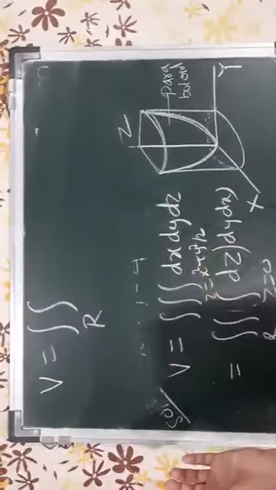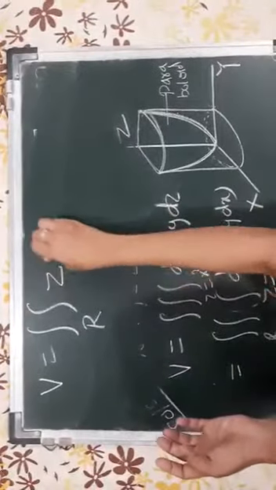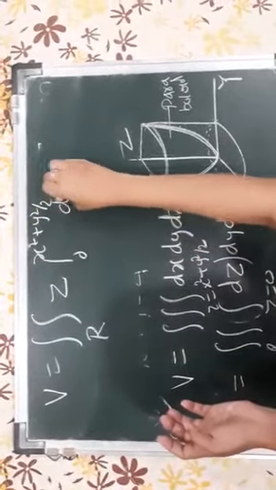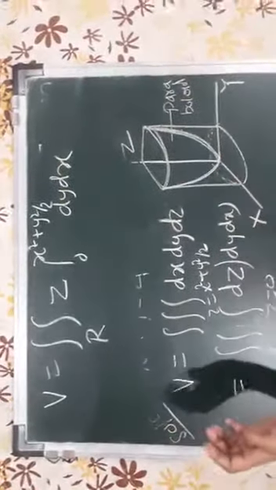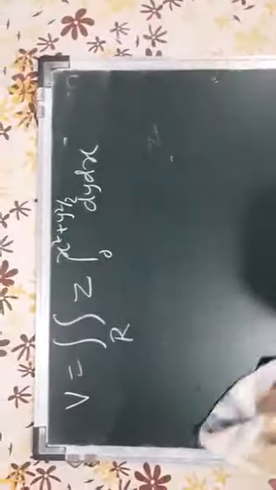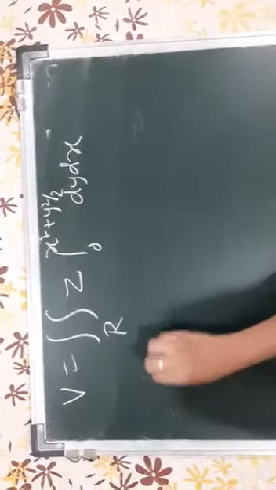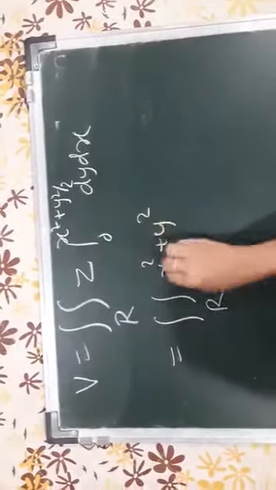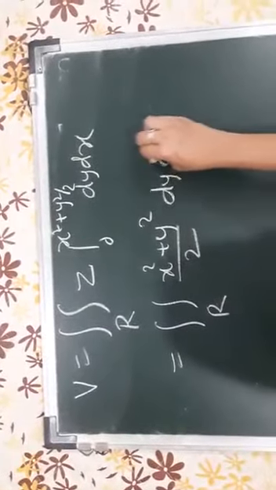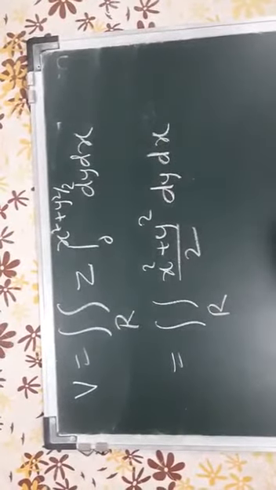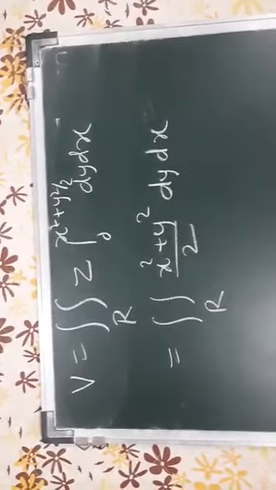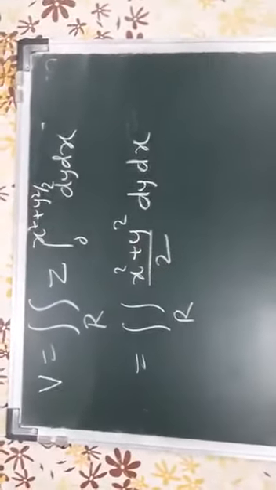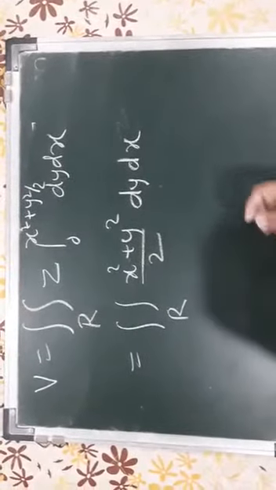integration over r, dz integration is z, which is from 0 to x square plus y square by 2 dy dx. So substituting the limits, you will get the value to be equal to double integration over r of x square plus y square divided by 2 dy and then dx. Now look at the integration left. It is a double integration with x square plus y square term. That means, try to recollect, we have to use polar coordinates because we see the term of the type x square plus y square.